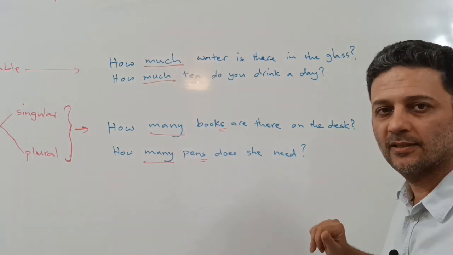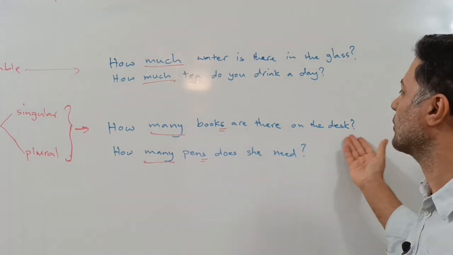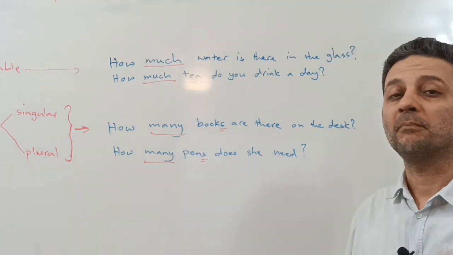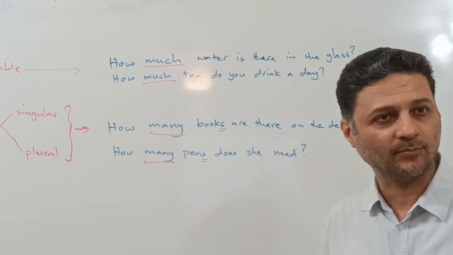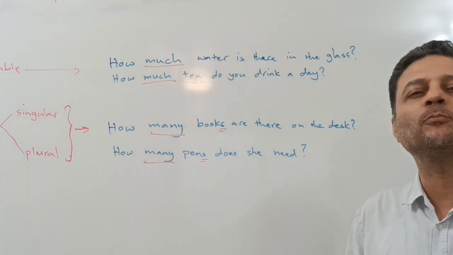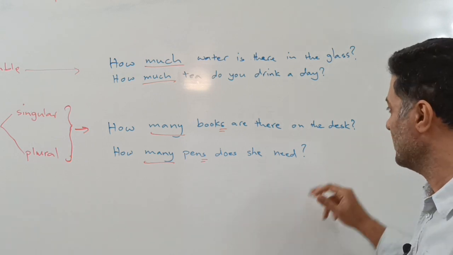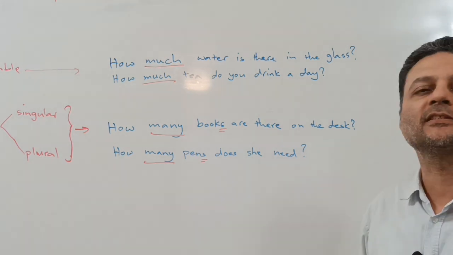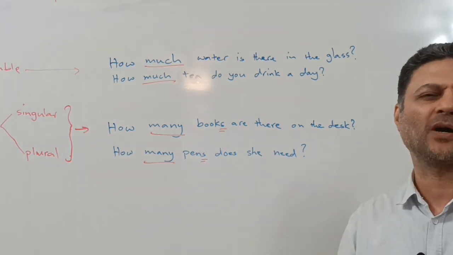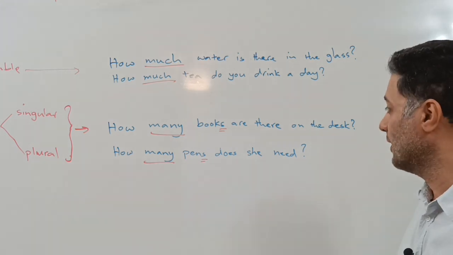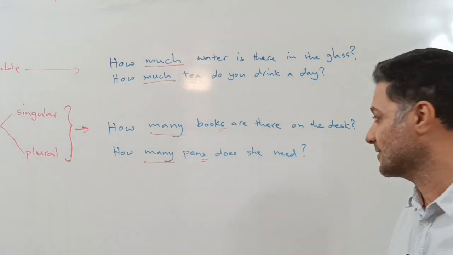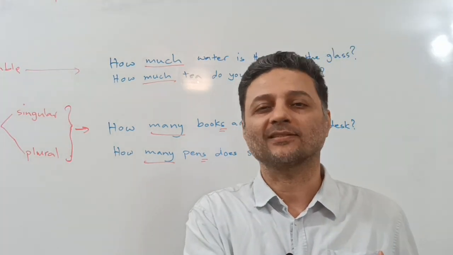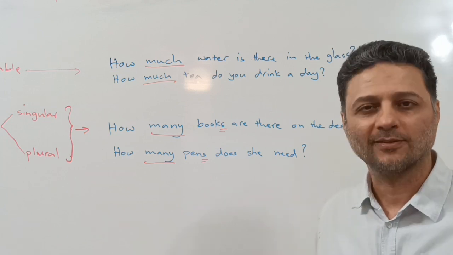And the possible answer would be like, for example, there are 2 books on the desk, or there are many books on the desk, or there are a lot of books on the desk, or there are a few books on the desk, right? And also, how many pens does she need, for example, to write an article? Obviously, 1 pen is enough, right, to write an article. Of course, if the pen is okay or pleasant. Or she needs a few pens to write, for example, a novel, right?